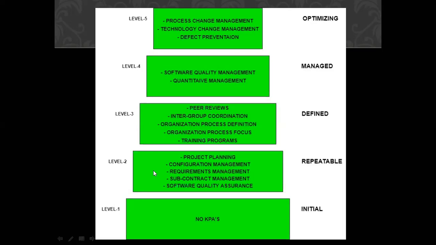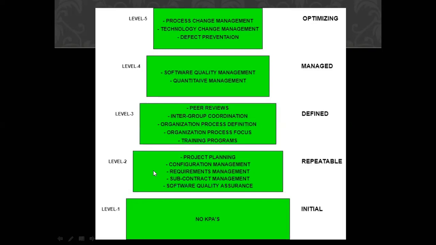As I told you, it is not separately in your syllabus, but obviously we are talking about CMM, so key process areas are part of it. In the last class also we discussed this, but I want to make it more brief and precise for the CMM part, because differences can come up between key process areas of CMM and CMM.